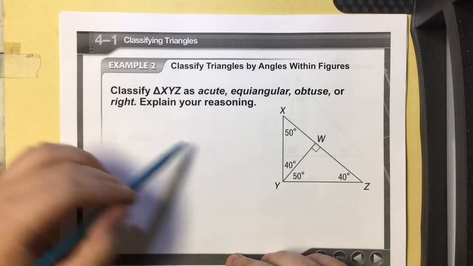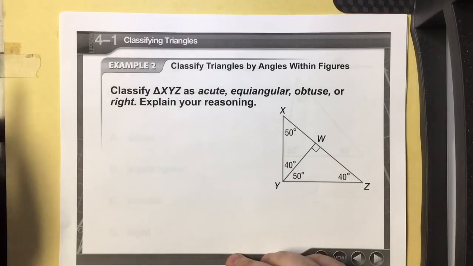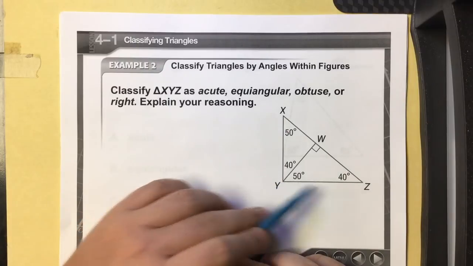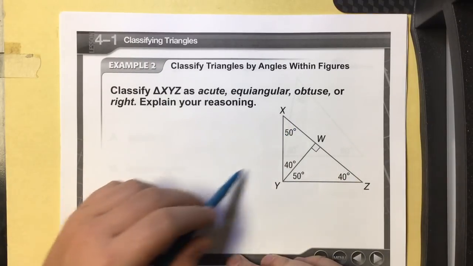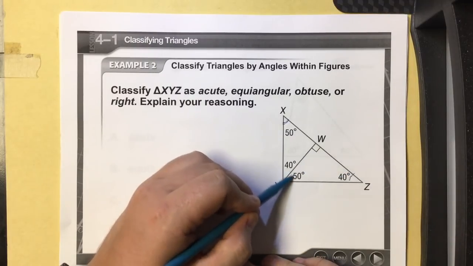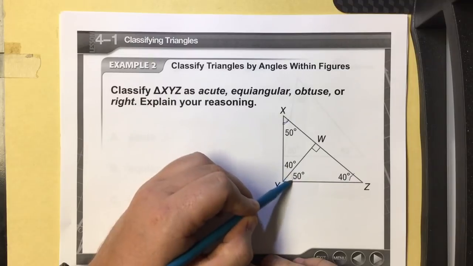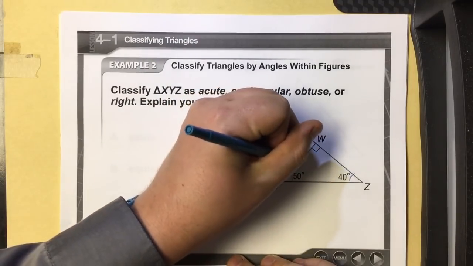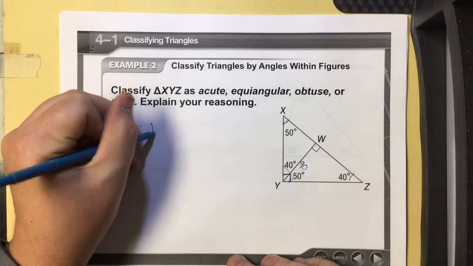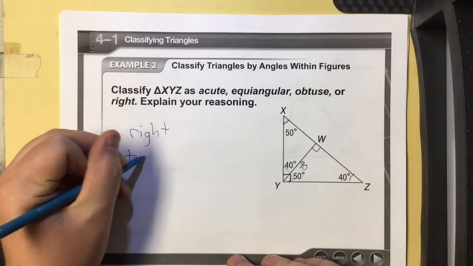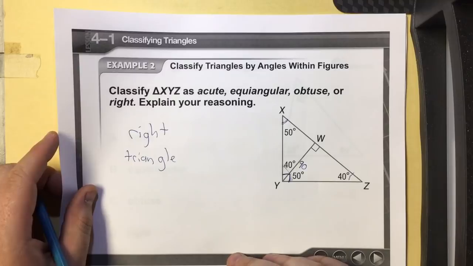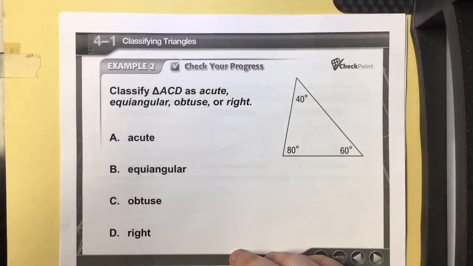Here we go. This one is good because they have the angles marked, so we don't have to make those assumptions. It says classify triangle XYZ, so we're looking at the whole thing. I have a 50-degree angle here, 40-degree angle here. This angle, well, it's 40 and 50 together. 40 plus 50 is 90. So this angle is actually a right angle. So this is a right triangle. 90 degrees. It's a right triangle. The other 2 don't really matter too much.